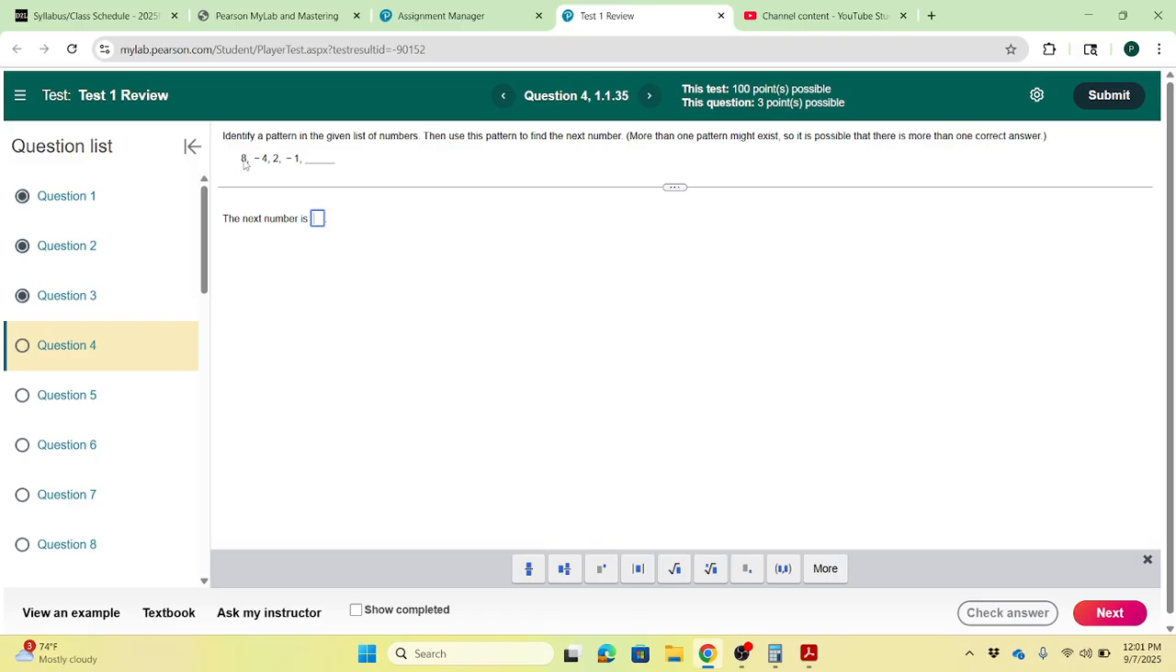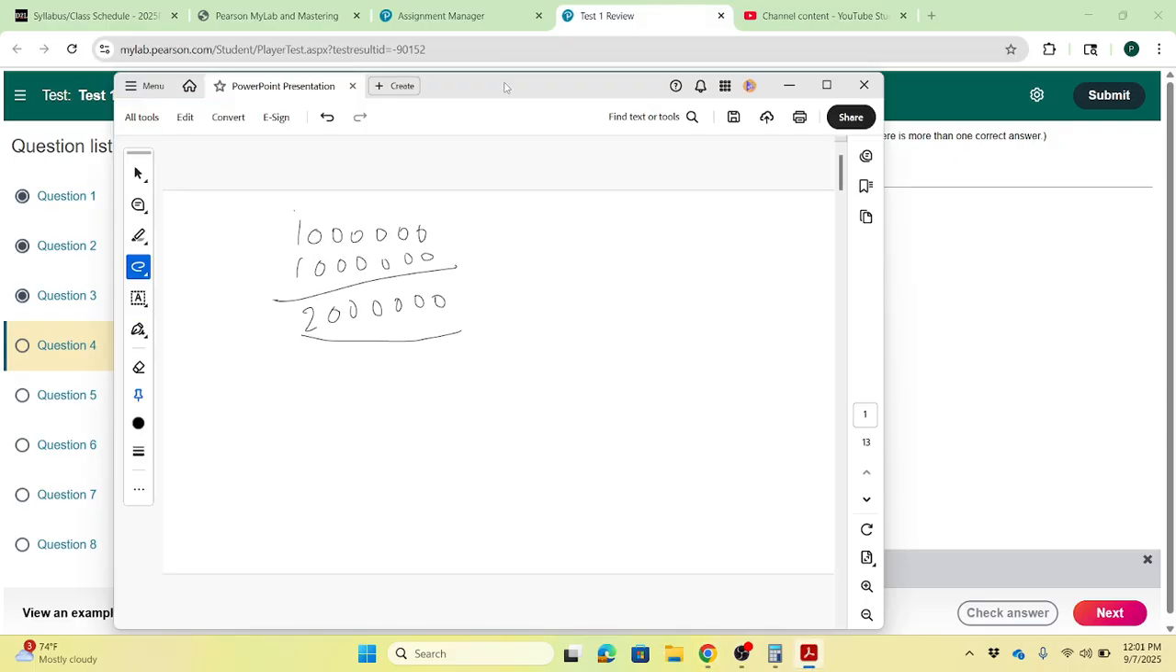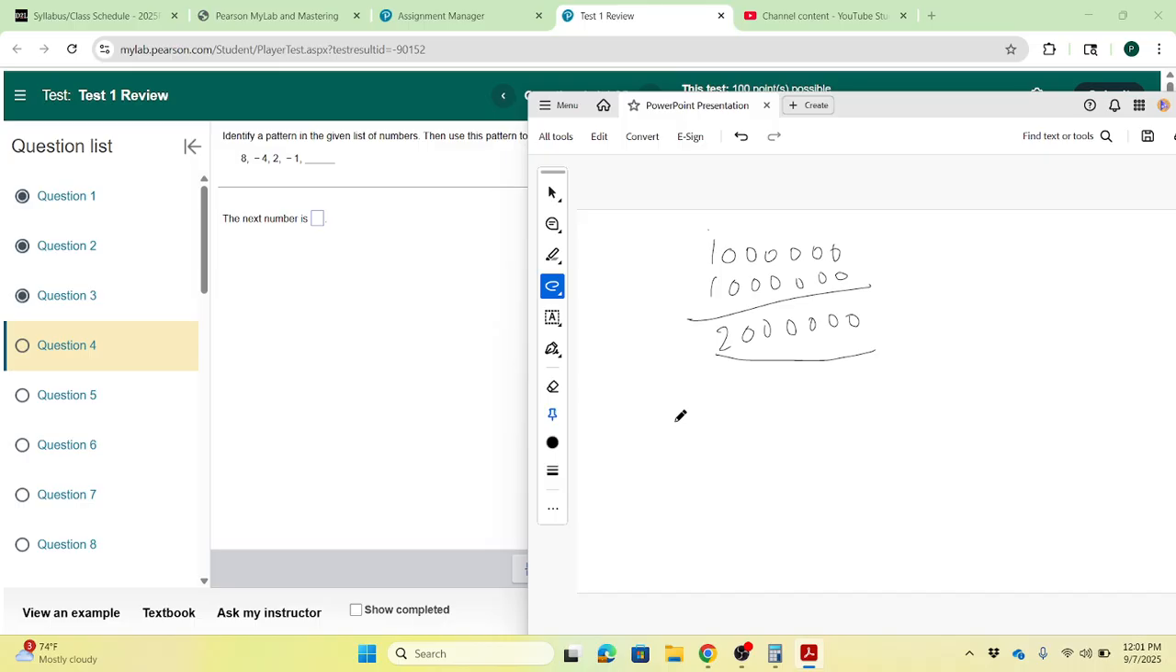Just look at the difference or the ratio between two numbers. If I divide 8 by -4, that gives me -2. If I divide -4 by 2, that is also -2, and then if I divide 2 by -1, that is also -2, meaning the common ratio is -2. So you just have to divide the number by -2.